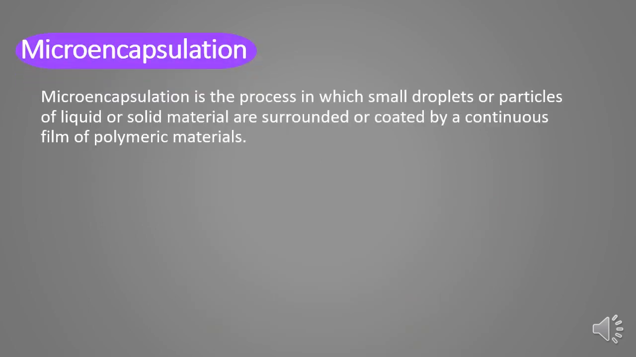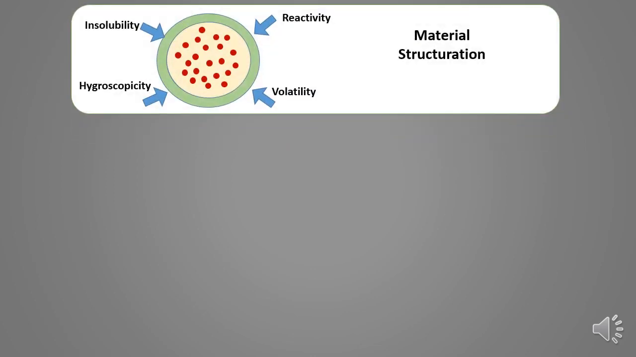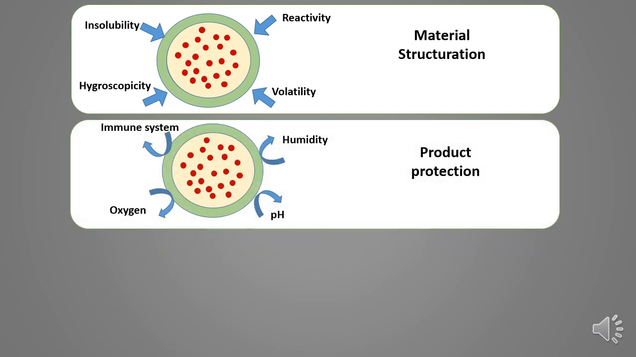Microencapsulation. Microencapsulation is a process in which small droplets or particles of liquid or solid materials are surrounded or coated by a continuous film of polymeric materials. It is a drug delivery system suitable for drugs which have high reactivity, are highly volatile, or have hygroscopicity or insolubility issues. These drugs are encapsulated in the polymeric material, which protects them from humidity, pH, oxygen, and from the immune system.